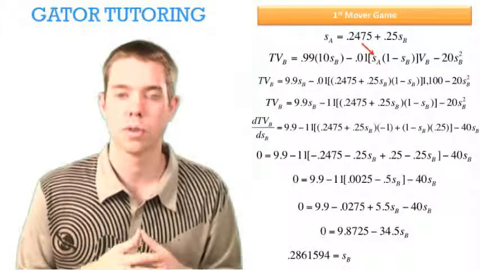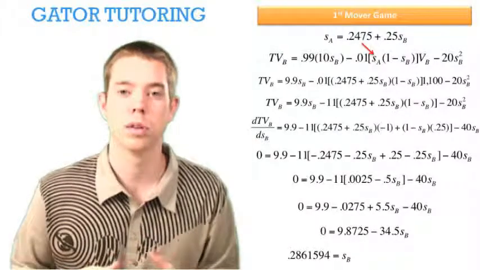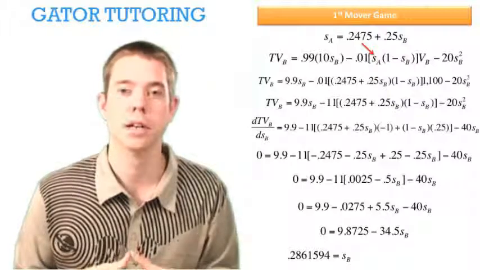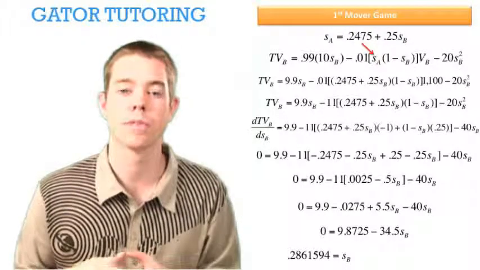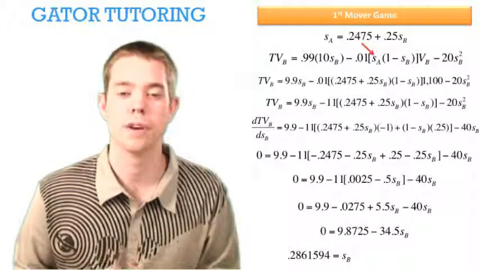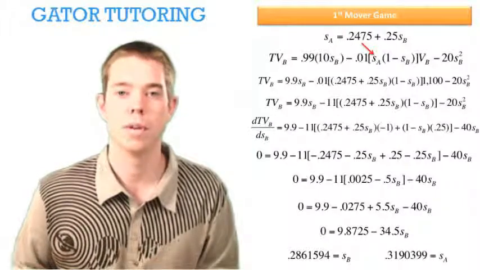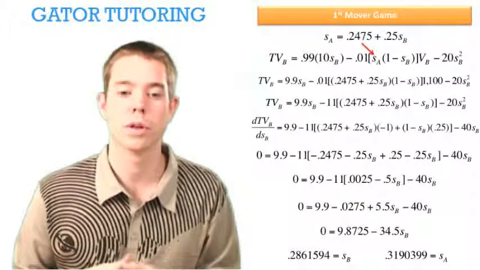We already found A's reaction function, so we just plug in what we just found for SB into that function that said SA is equal to 0.2475 plus 0.25 SB. When we do that, we find SA is equal to 0.3190399.